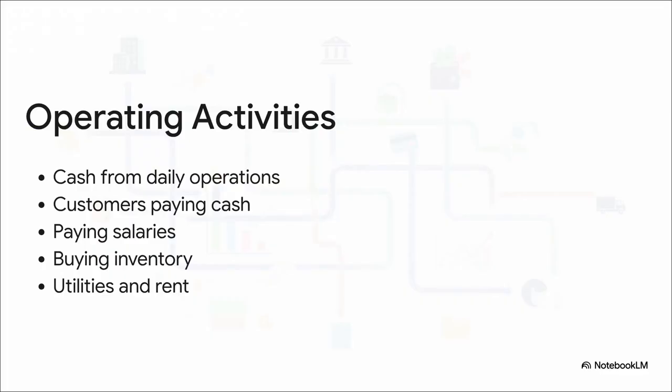Let's start with the most critical section: operating activities. This is the cash generated or used by the daily fundamental operations of the business. When you review this section, it answers one vital question: can this business actually generate cash from its normal day-to-day work? Examples of cash flowing in would be customers paying at the register. Cash flowing out includes paying your employees their salaries, buying daily inventory, or paying the monthly rent and utility bills.